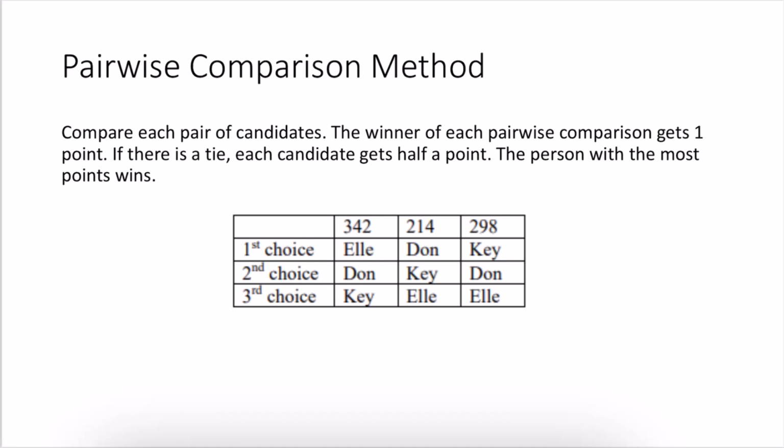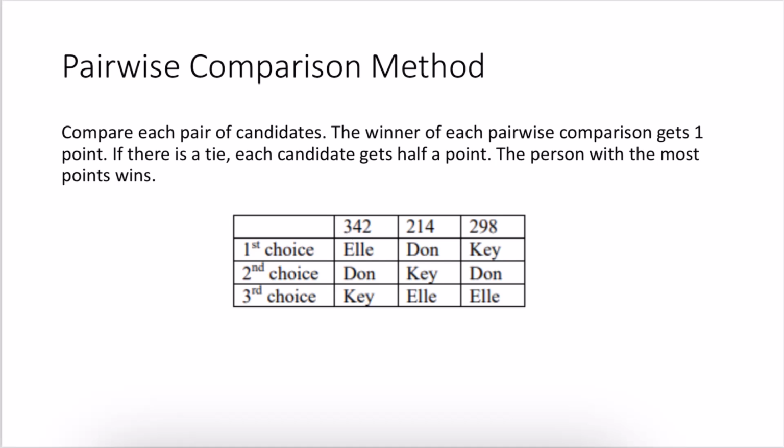And the reason you can do this is because with the way that preference voting works, you know which candidate they prefer over another one, even if it's not their first choice. Like, for example, these 342 people prefer Dawn over Key, even though L is their very first choice.